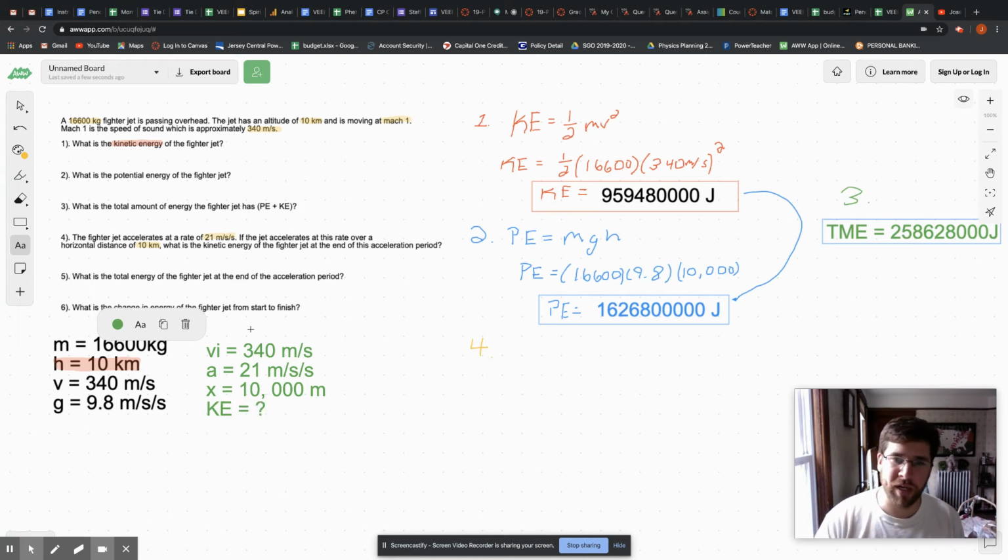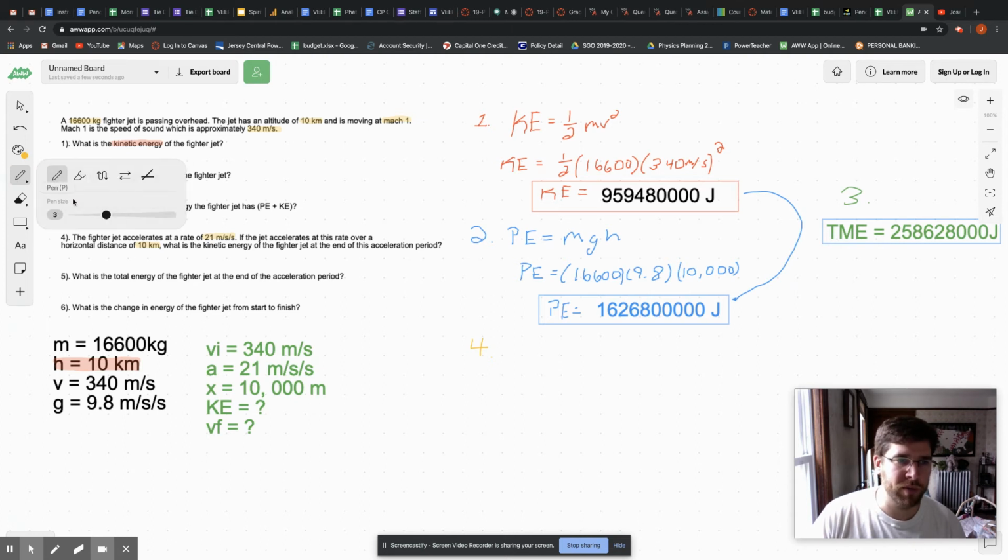Well, in order to know the kinetic energy, which we saw earlier, we're going to need to know what the velocity of the fighter jet is. Well, we know what it is in the beginning, but we don't know it at the end of this period. We need to find the final velocity. Can you guys see where this is going? It looks like we're probably going to need to use a kinematics equation, because we have an acceleration, we have a distance, we have a velocity. That's all the signs of using a kinematics equation.